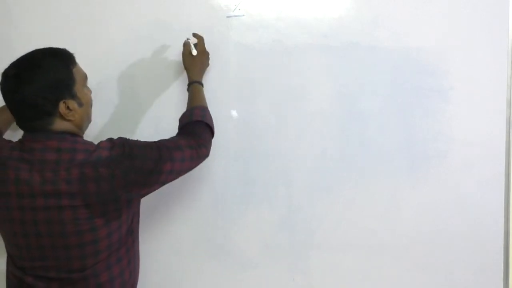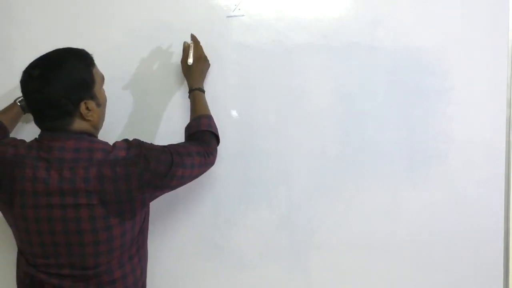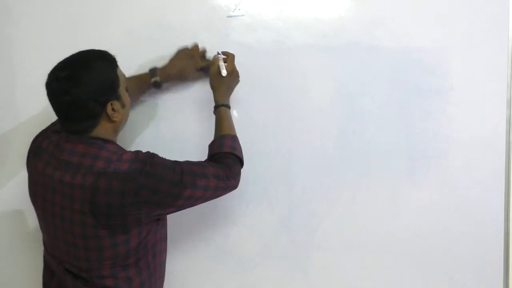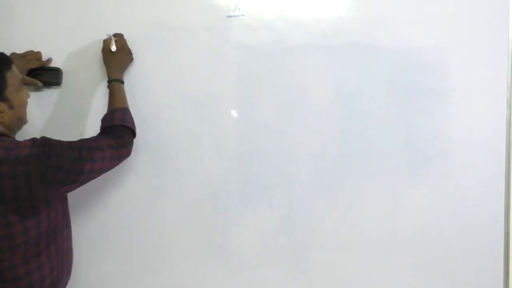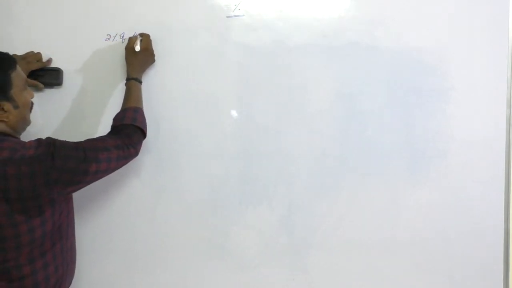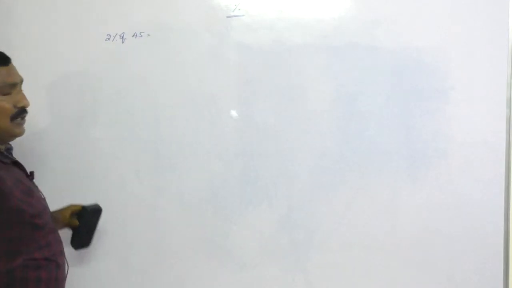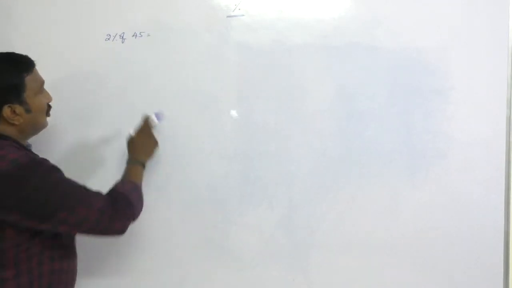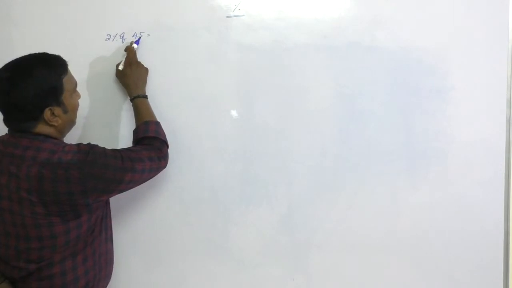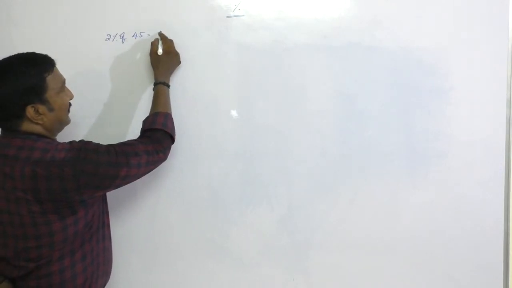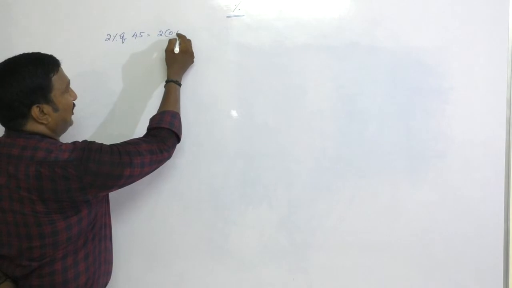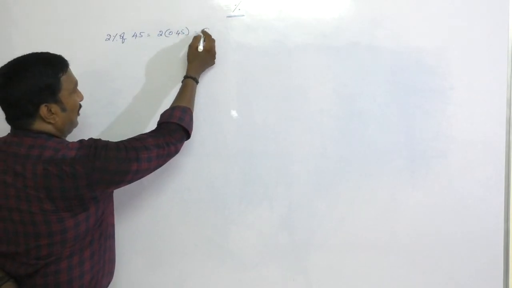Suppose I want to calculate 2% of 45. So how to calculate the 2% of 45? 1% is equal to 0.45. So 2 times 0.45, which is equal to how much will it come?